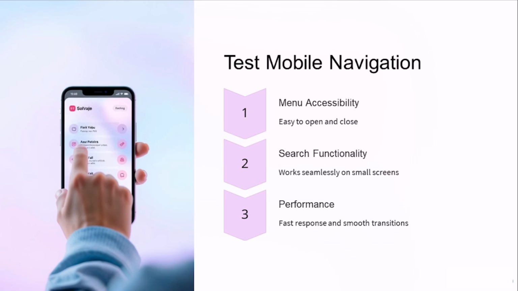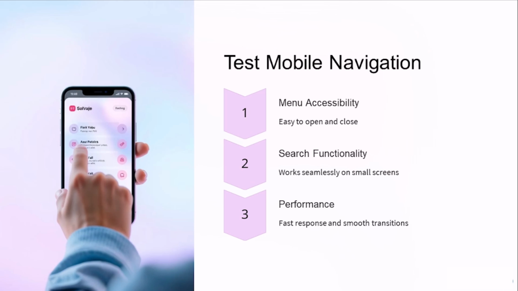Then the second one is search functionality, that is, it works seamlessly on small screens. If you are building something like a blog or you have a website that is going to have lots of pages, then you can also include search functionality so that it will be easier for your user to search for anything on your pages. And you should always ensure that this search functionality works seamlessly on small screens.